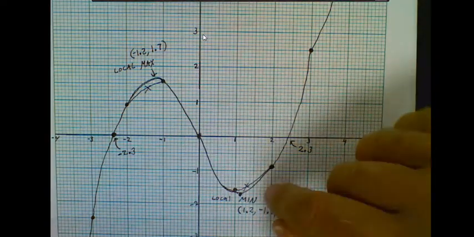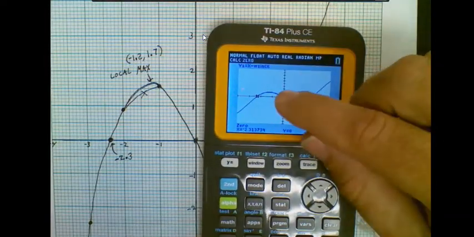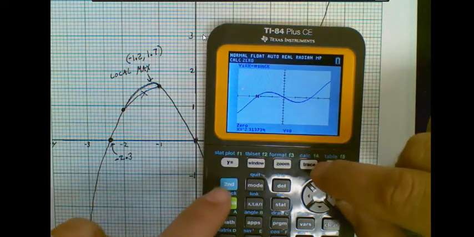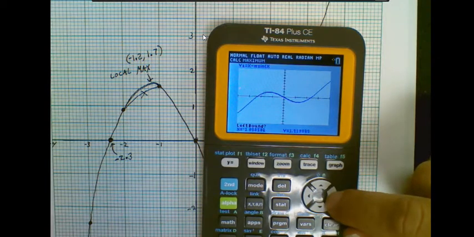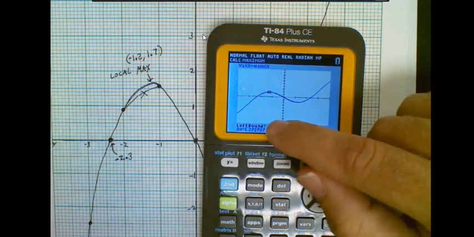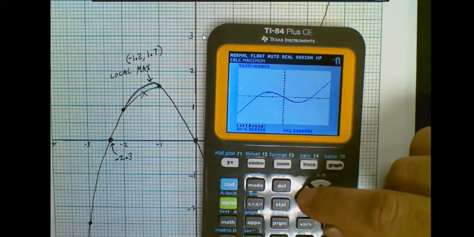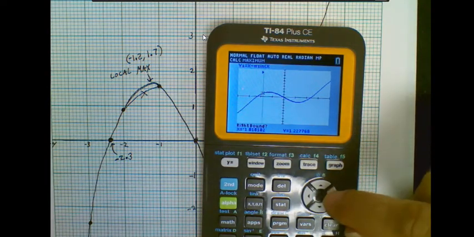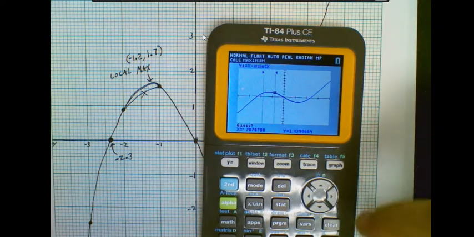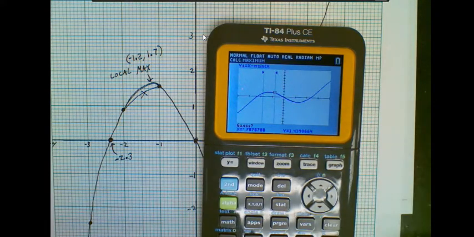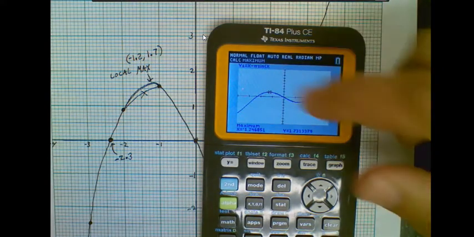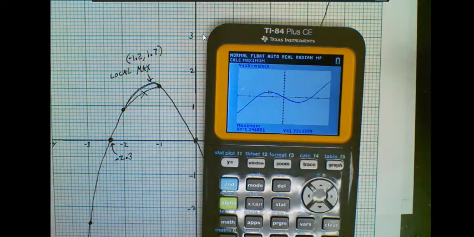As far as a max or a min, you can see there's a max right there, so if I go under calc and choose max, so again, I know the max is right about there, but they want me to give it a left boundary, so I'm going to go to the left a little bit and hit enter. A right boundary, so I should be to the right of the max and hit enter. So that sets up the window, so now it's going to find the max in that little window. So now if I hit enter one more time, it gives me the exact coordinates of that point. And so that's what I wrote right here on my graph to identify the max.